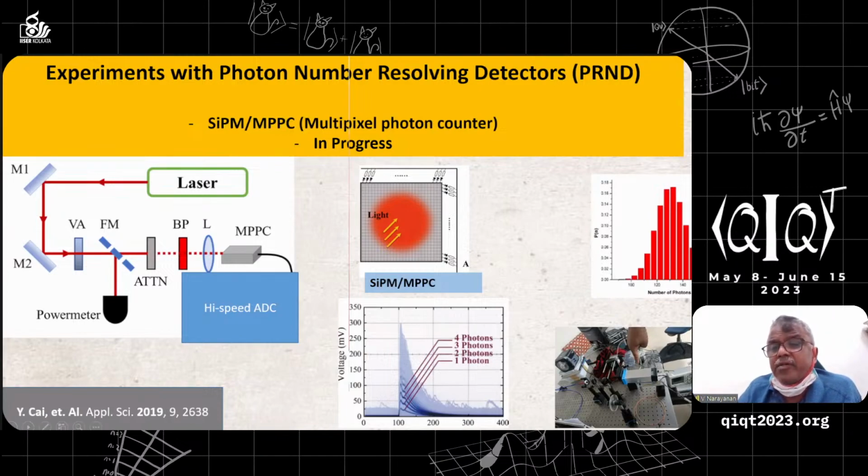And the other two well-known groups who have done this are the group of Kalashnikov from the US, and an Israeli group, Silberberg, who is from Weizmann. He has also used this and shown it. So this has to be kept at very low temperature.